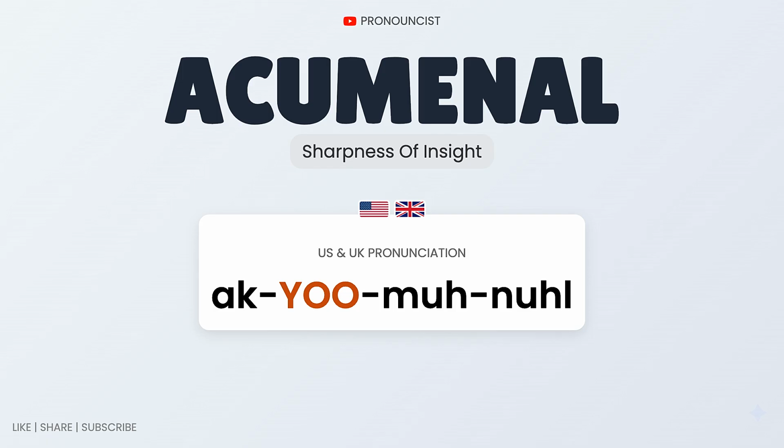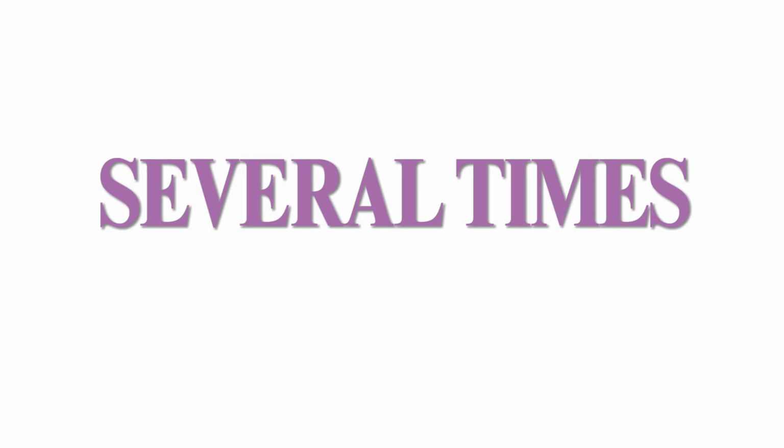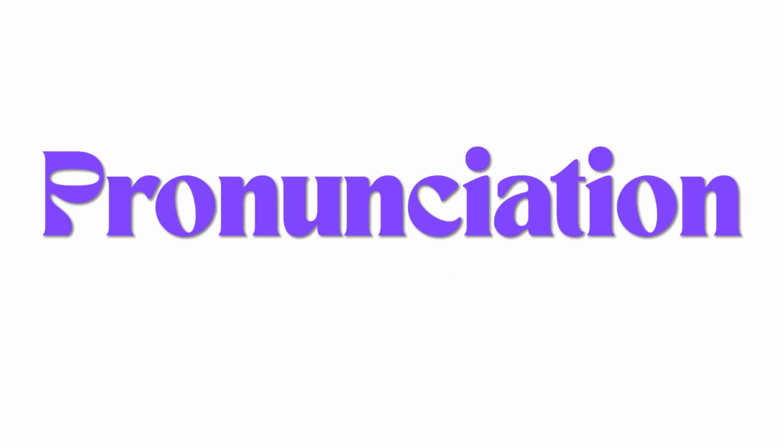Practice repeatedly and you'll soon be able to say this word perfectly. The best way to practice is to repeat the syllable multiple times. The meaning of the word is sharpness of insight. Try repeating this word several times to improve your pronunciation.